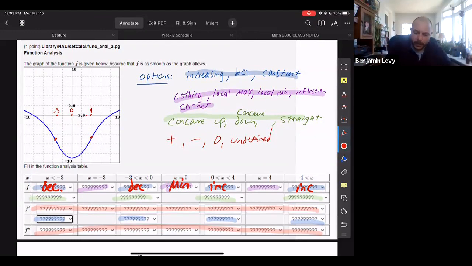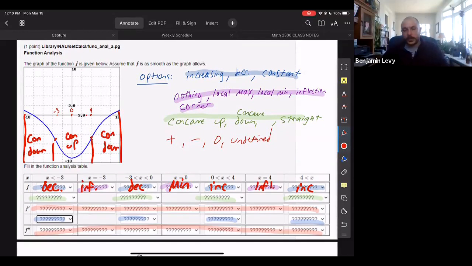Should we label that real quick? Right, like down here, from here to here, this is concave down. This part is concave up in the middle. And then from here to here, it's concave down again. Right? And so this is going to be inflection point. Does that first row look okay? Right, so -3 and 4 are the inflection points. That's where it's changing concavity.